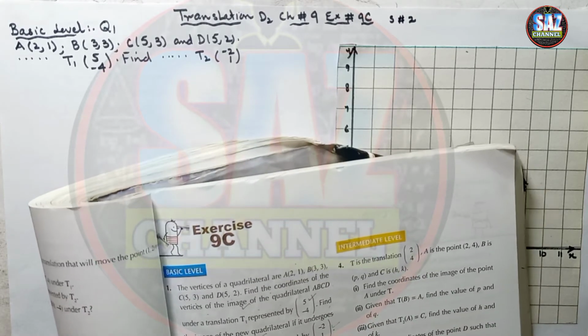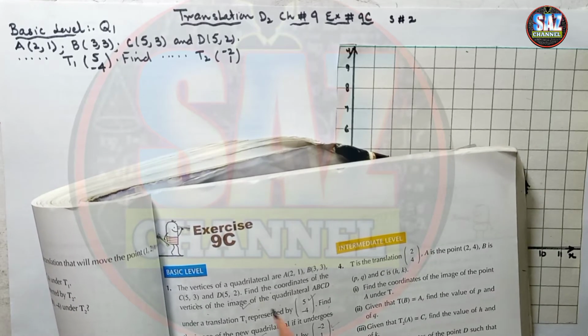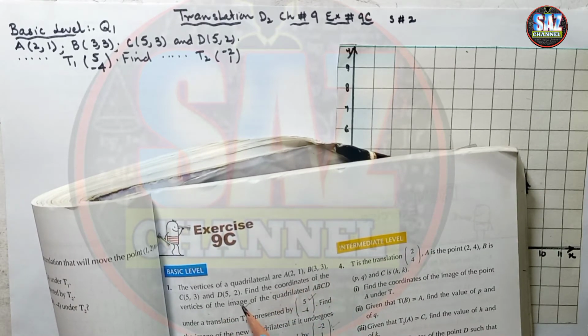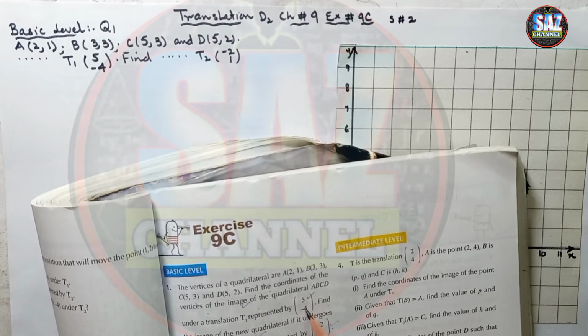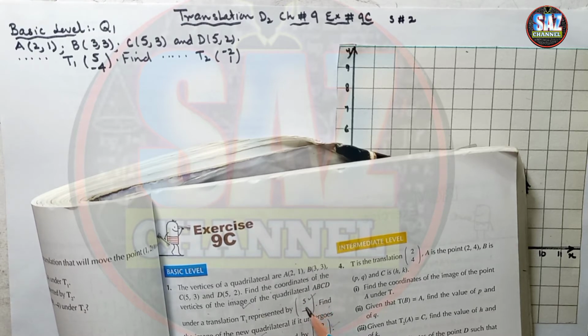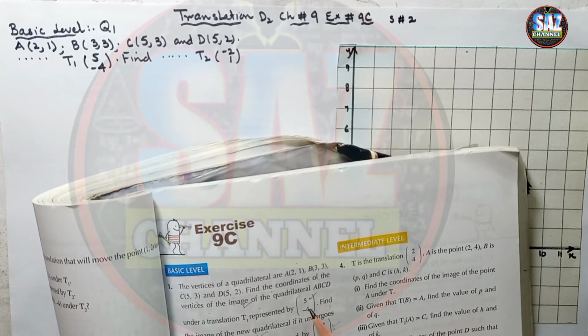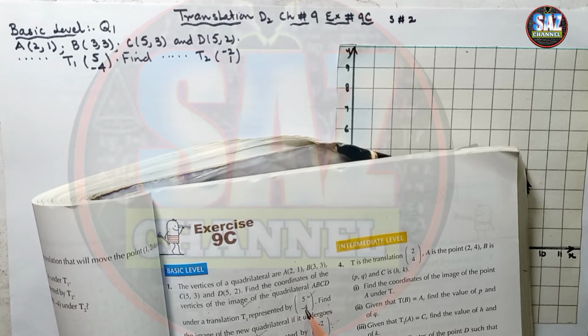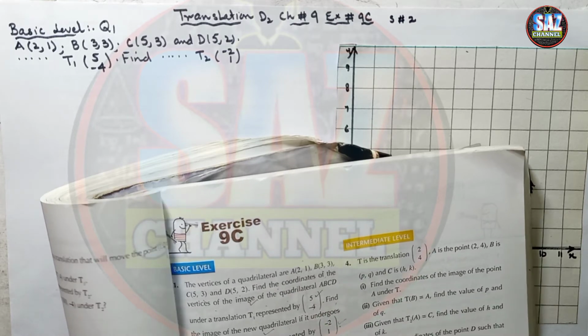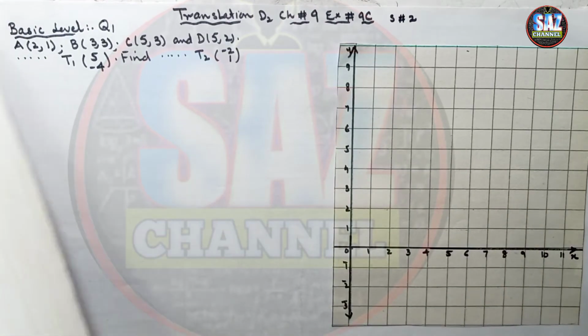So first of all, we can see that we are given the quadrilateral with 4 of its vertices. This quadrilateral is translated by the translation vector T1, that is (5, -4). So first of all, we have to find the image of this quadrilateral under the translation vector (5, -4). So let's move to the solution of the question.